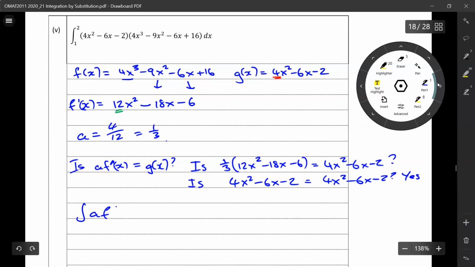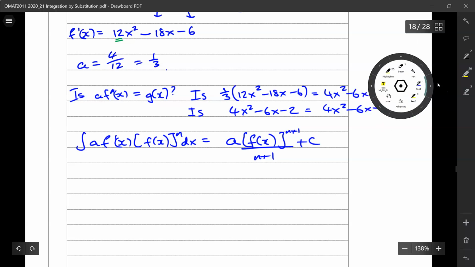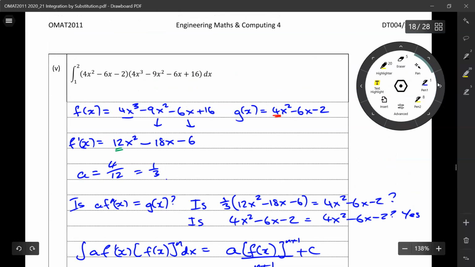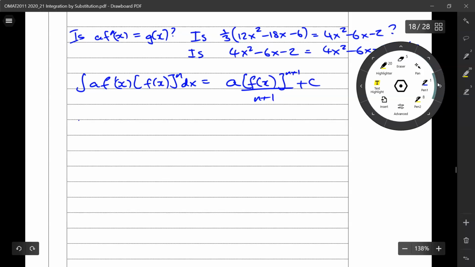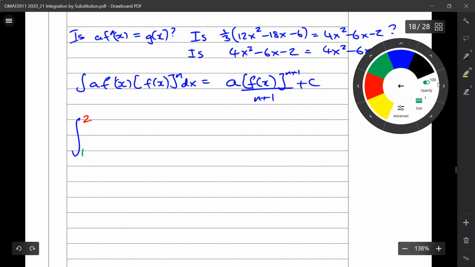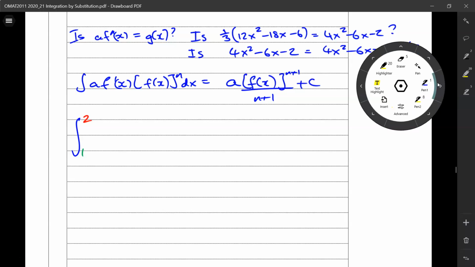So a times f prime at x, the first derivative of f at x, multiplied by f at x to the power of n dx, is equal to a times f at x, raised from the power n to n plus 1, and you divide by the raised power. So that's our general formula again. Let's apply it. This is a definite integral going from 2 to 1, so 2 is our upper limit and 1 is our lower limit. And a, we said, was 1/3.